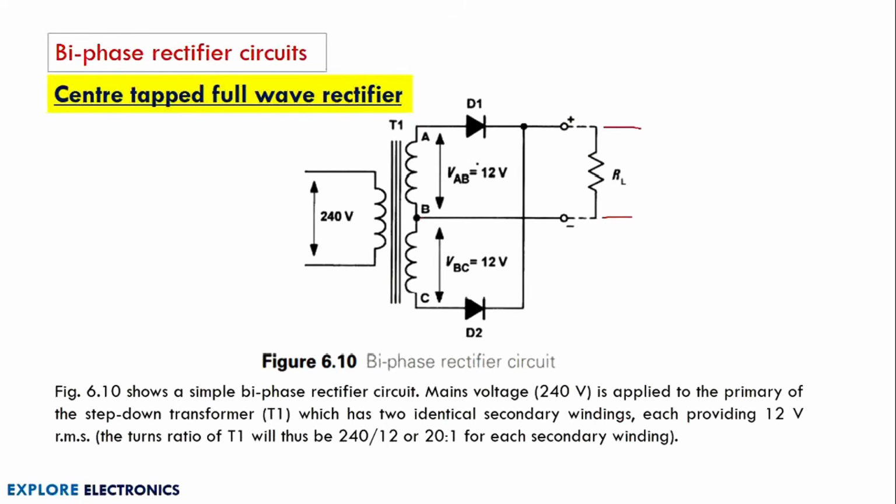Two diodes are used here, D1 as well as D2, and this makes the center tapped full wave rectifier arrangement. Here also we are going to give a 240 volts AC signal, and the available voltage across the two ends, from A to B and also B to C, is 12 volts RMS value, which is equivalent to 17 volts peak AC signal. So let us see how this center tapped full wave rectifier is going to work.